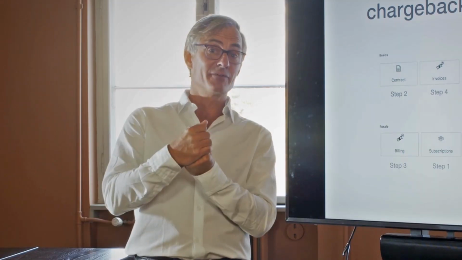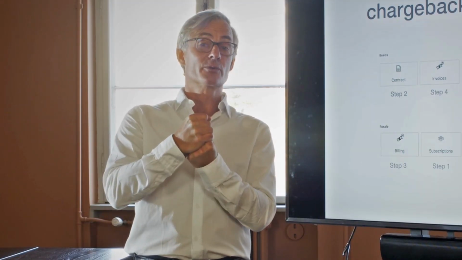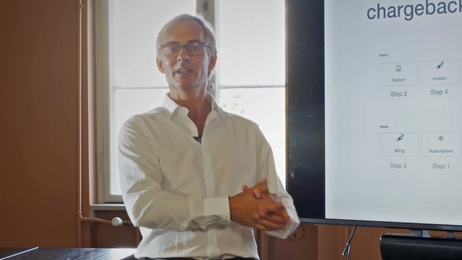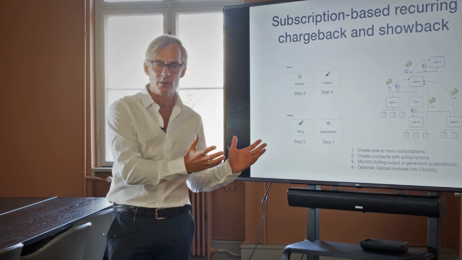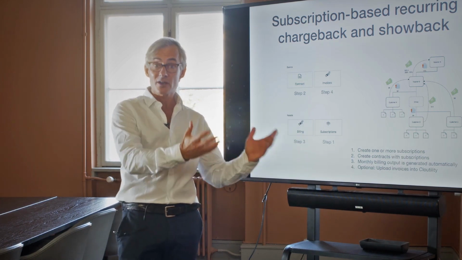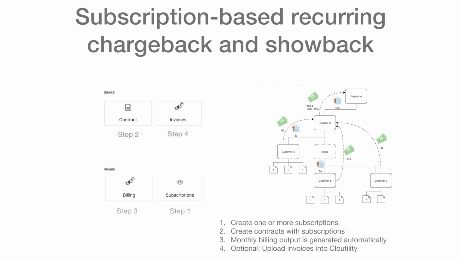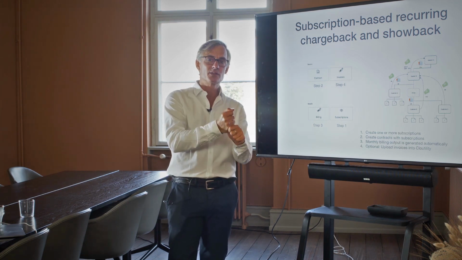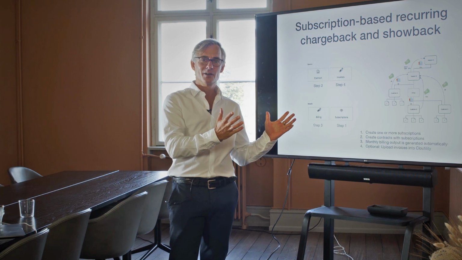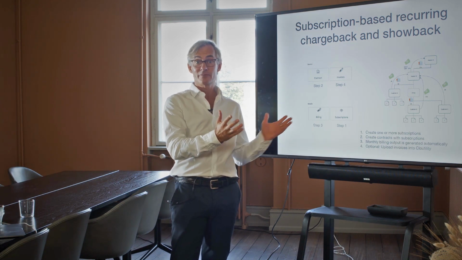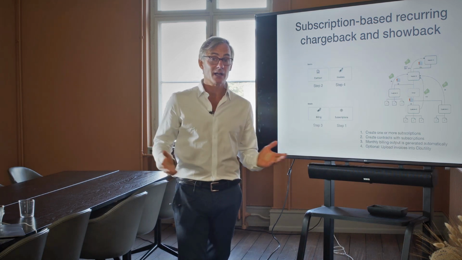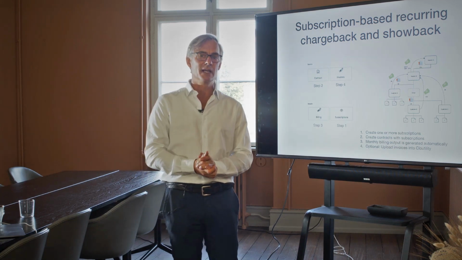So once you have the subscriptions defined, you create for each of your customers or each of your departments, because this could also be showback. Rather than having prices on subscriptions, these prices could actually be the cost of running backups. For each of your customers and each of your departments, you can now create a contract. And in the contract, you activate the subscription that matches the price of your service for this specific customer or the cost for your department. And now Cloutility every month will create a billing output.